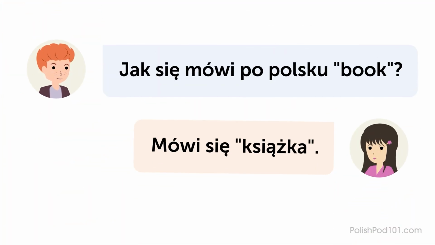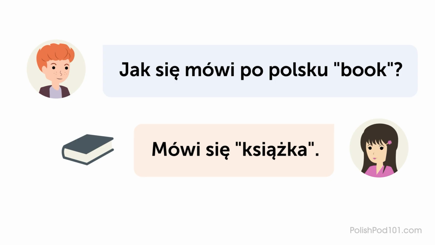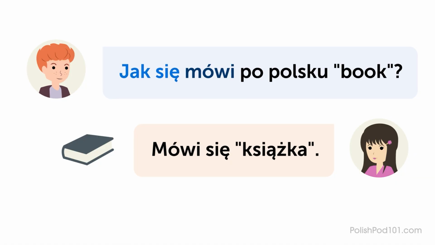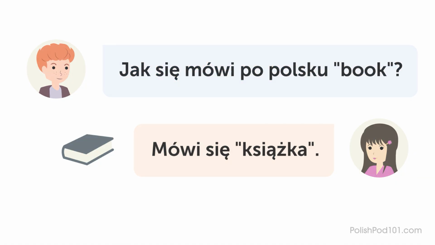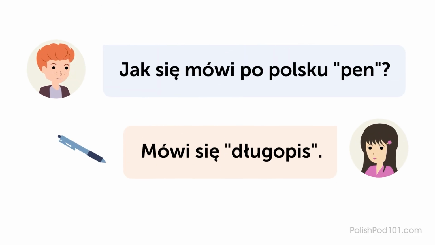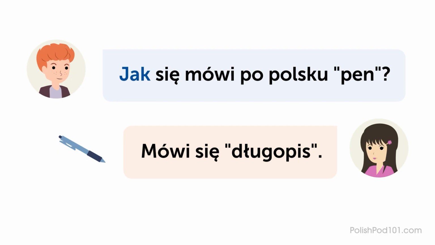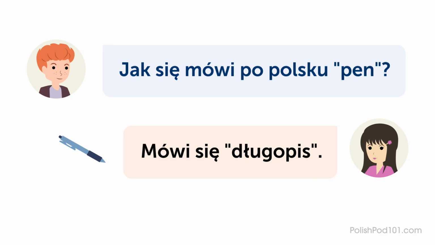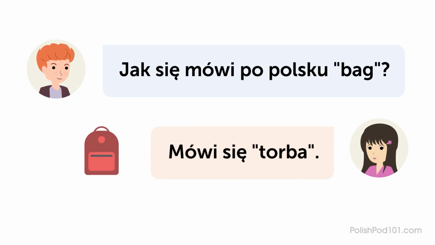Let's look at some more examples. Listen and repeat, or speak along with the native speakers. Jak się mówi po polsku book? Mówi się książka. Jak się mówi po polsku pen? Mówi się długopis. Jak się mówi po polsku bag? Mówi się torba.